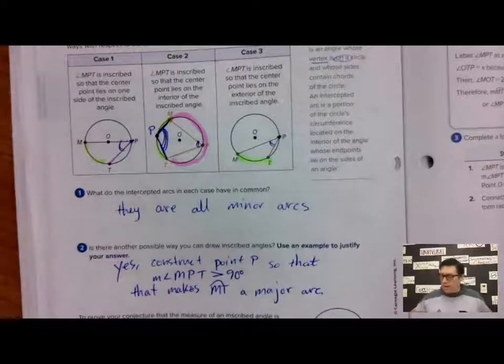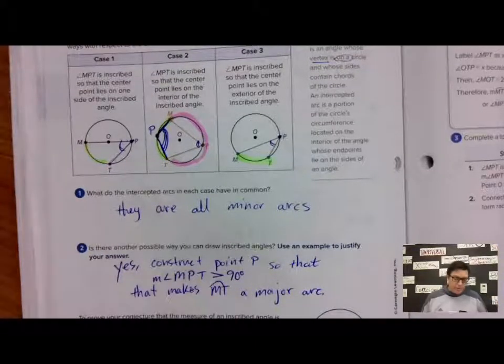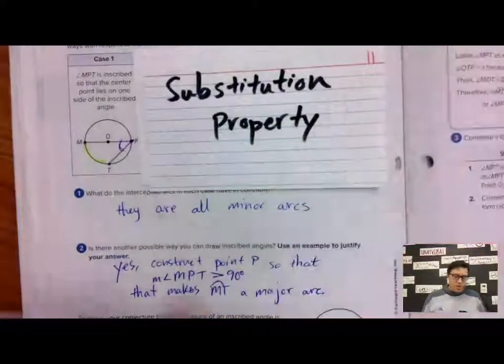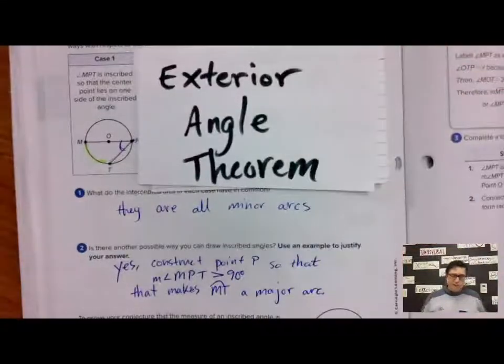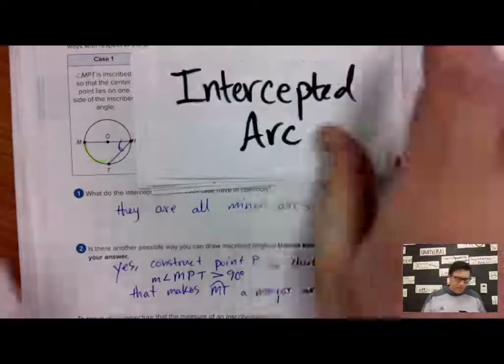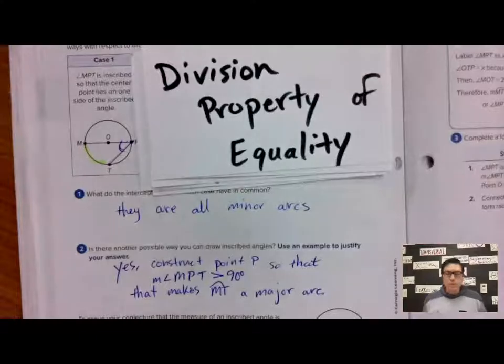Okay, we're going to pause this video here just for the length of time. But reminder, for the next video, you're going to need congruent radii in a circle, substitution property, exterior angle theorem, isosceles triangle base angles theorem, intercepted arc, and division property of equality.